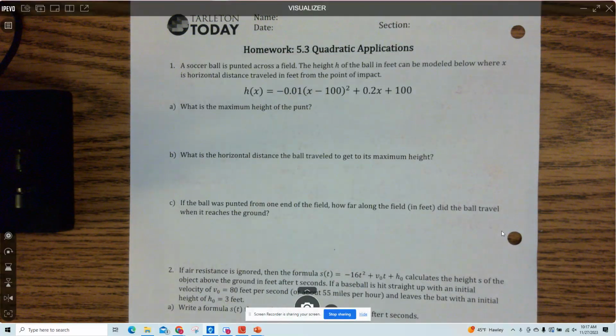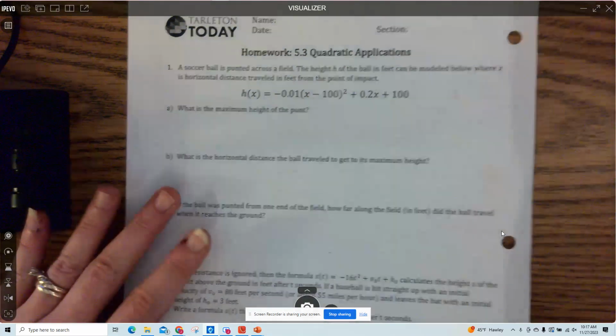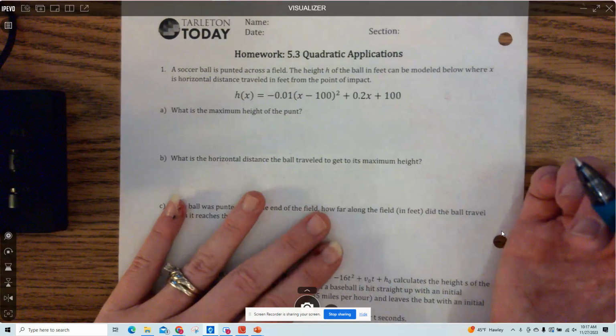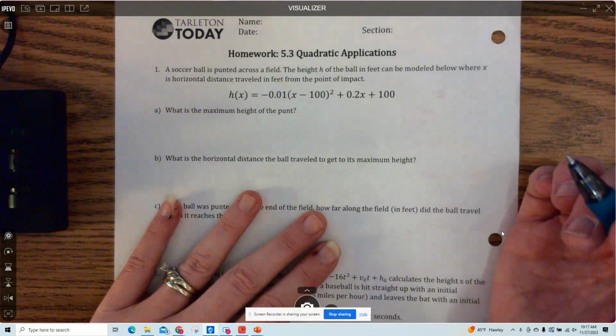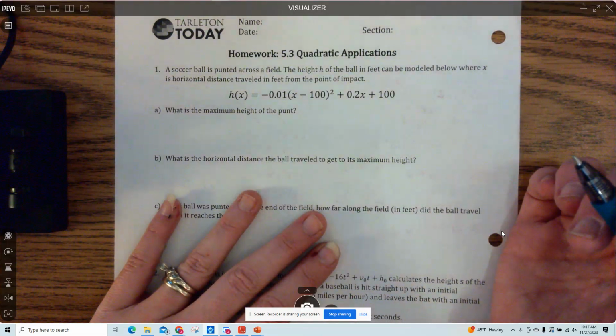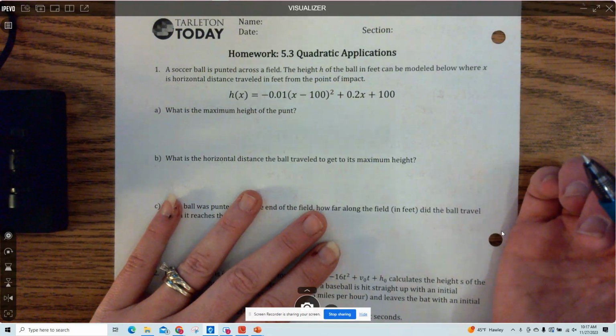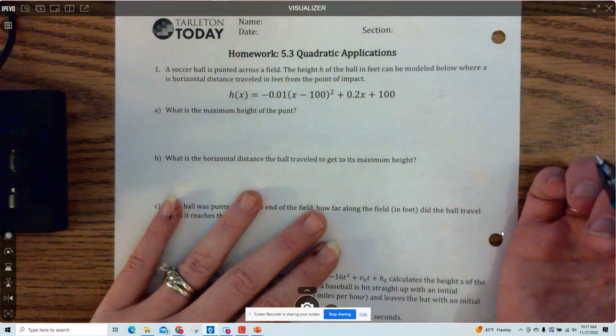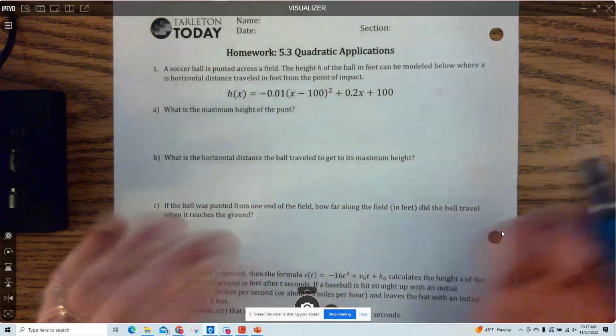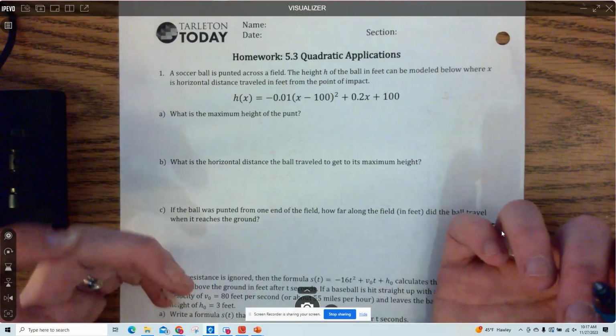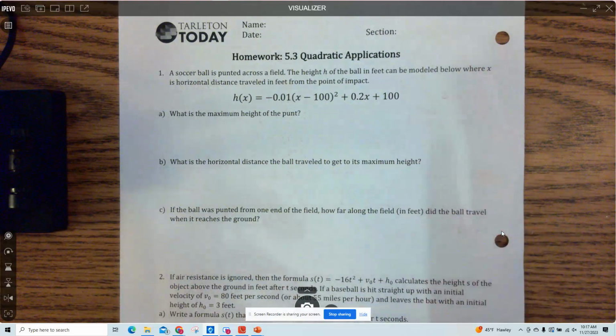All right, this video is for the 5.3 homework. This is quadratics in the real world, okay? A soccer ball is punted across a field. The height of the ball in feet can be modeled below, where x is horizontal distance traveled in feet from the point of impact. Typically, projectile motion is what quadratics are.